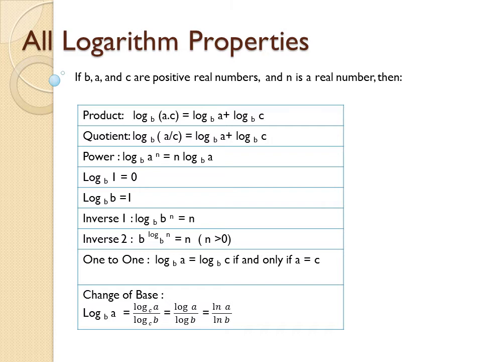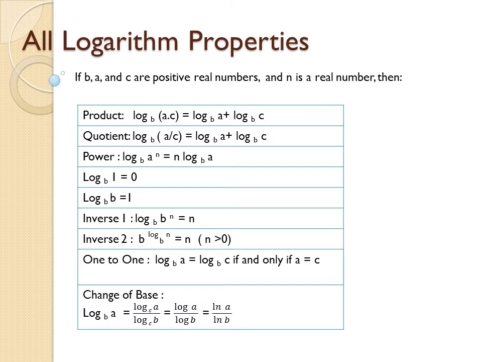So this is also true. Next one is the inverse one. In the inverse one, it is something like this: log b to the base b to the power n, then n comes out, and log b to the base b means 1, that we already know from here. And another one is b to the power log n to the base b, that becomes n. So that you have to remember.